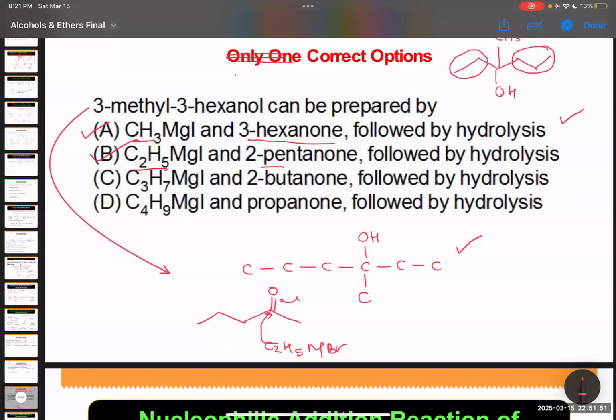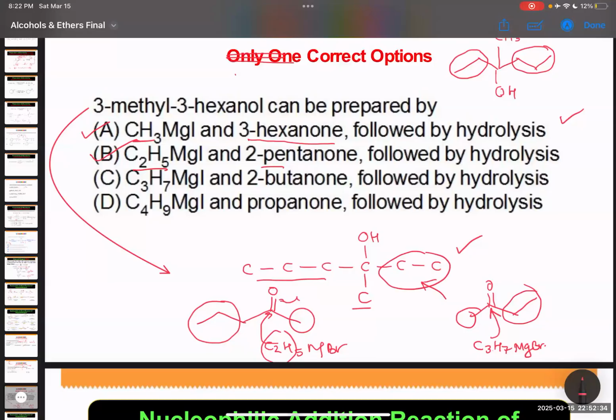Suppose you take 2-butanone, this you understood. Methyl is there, ethyl is there, and propyl is going to come in. We need 3 alkyl groups. Let's see whether option C is going to give us the same alcohol or not. So we just started with 2-butanone, and you bring in the propyl group through Grignard. Yes, then also it will happen. Propyl we are bringing in through Grignard, methyl is already there, and ethyl is there. So C4H9MgI, this is butyl.